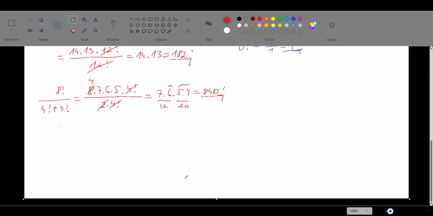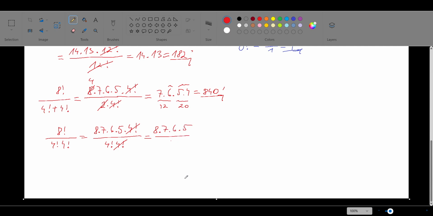Now let's go through one more example. For example, 8 factorial over 4 factorial times 4 factorial. Please note this is something else than it was before, so you can again write 8 factorial as 8 times 7 times 6 times 5 times 4 factorial over 4 factorial times 4 factorial, and these two will cancel each other.